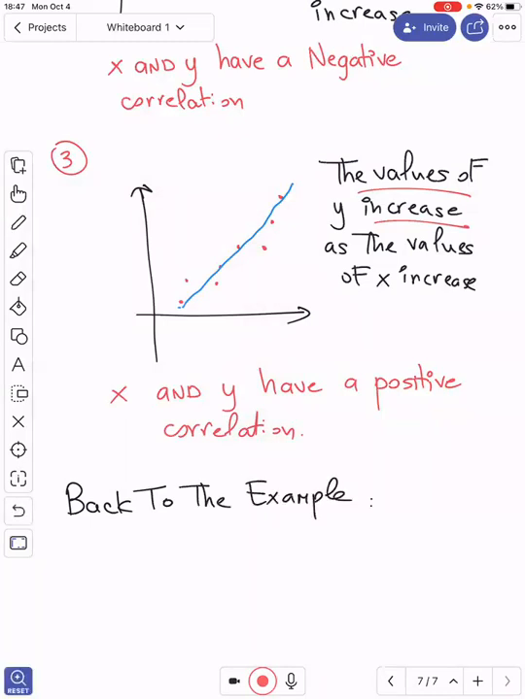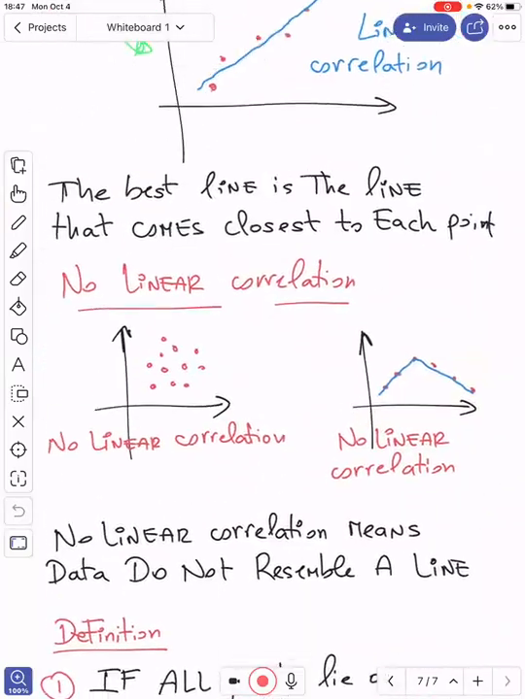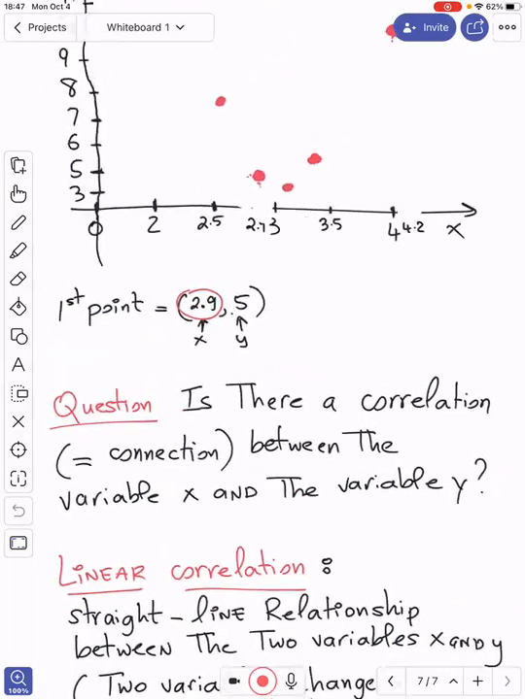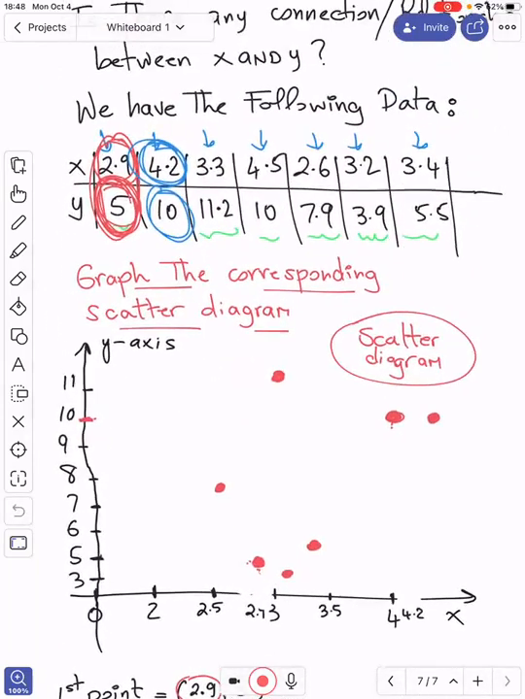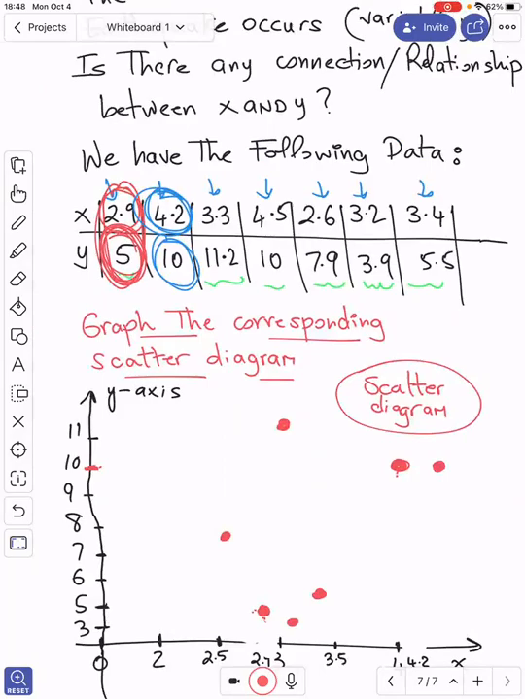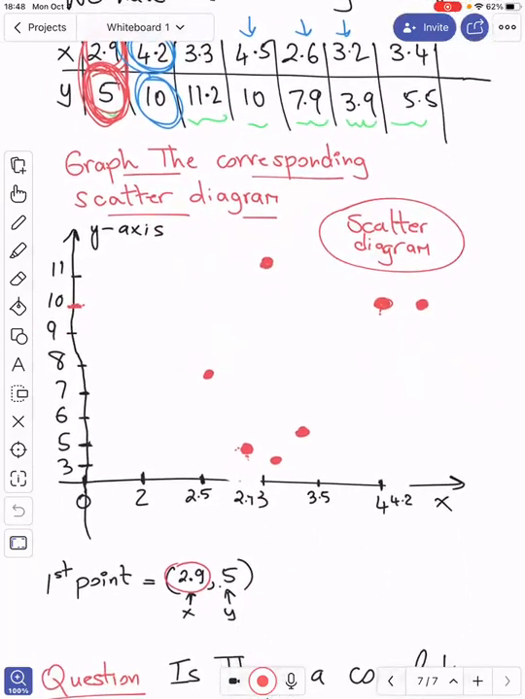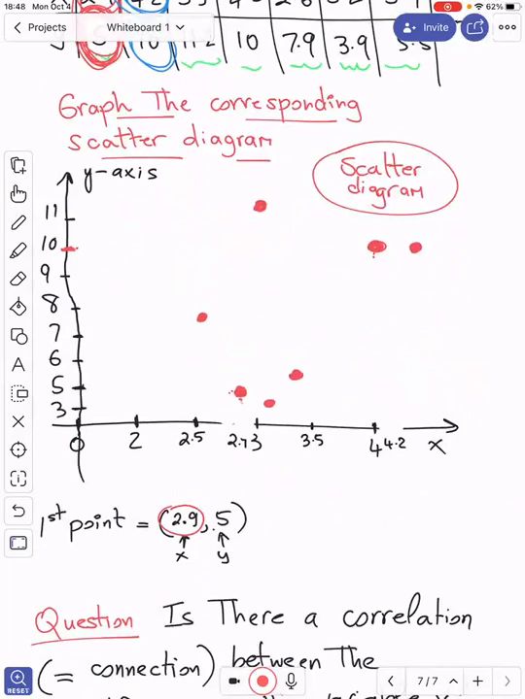Okay. So as I said, what we want to do in this example is see if there is a correlation or relationship between the variables x and y. And this is our scatter diagram. We're going to see if there is a negative or positive correlation, and if the correlation between x and y is strong, or a low connection, or a moderate connection.